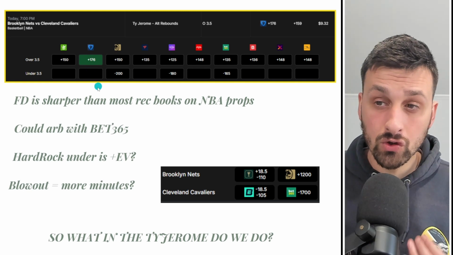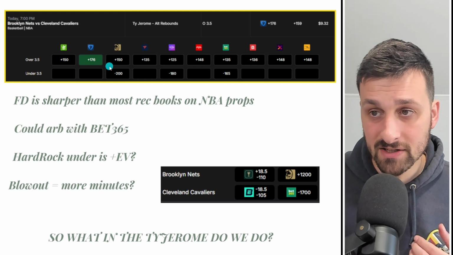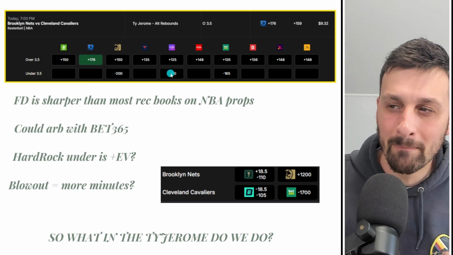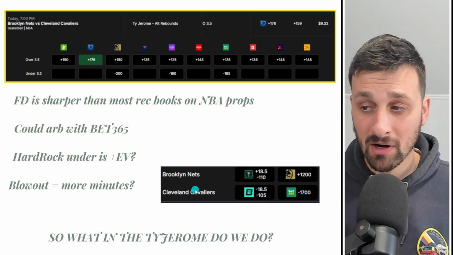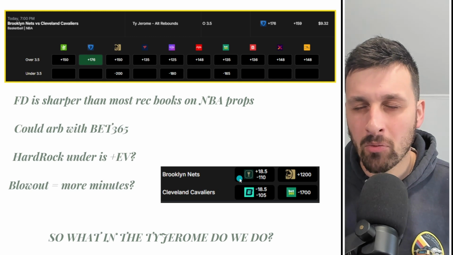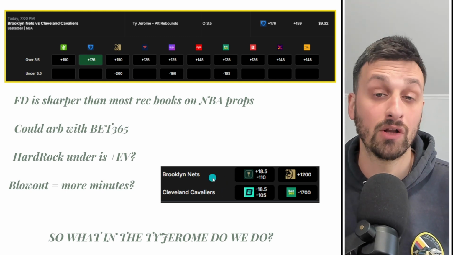The fourth option is to look at this from a handicapping perspective and say, well, maybe I don't feel so good about betting the unders here. How can I reason my way into betting this over? If we look at the spread for tonight's game, it's an 18.5 point spread, which means the Cavs are projected to blow out the Nets.